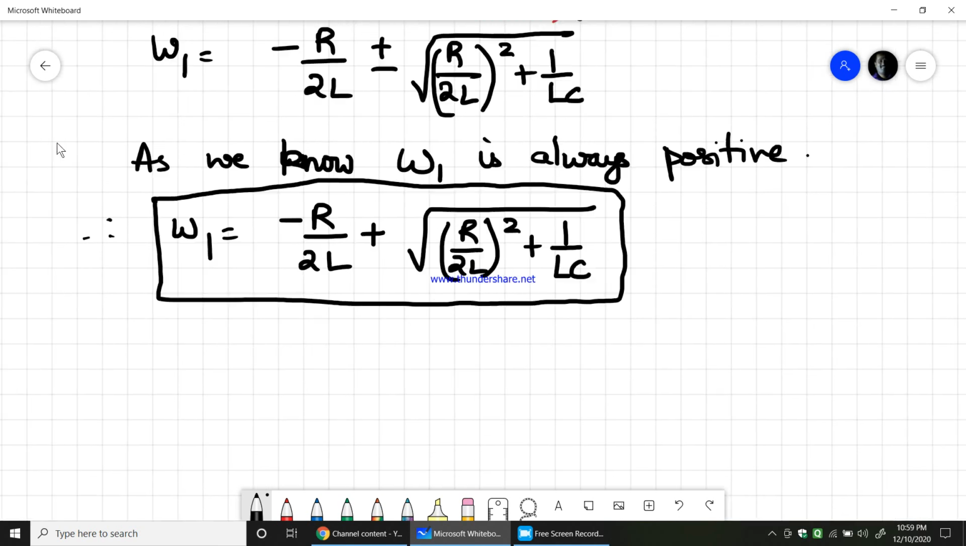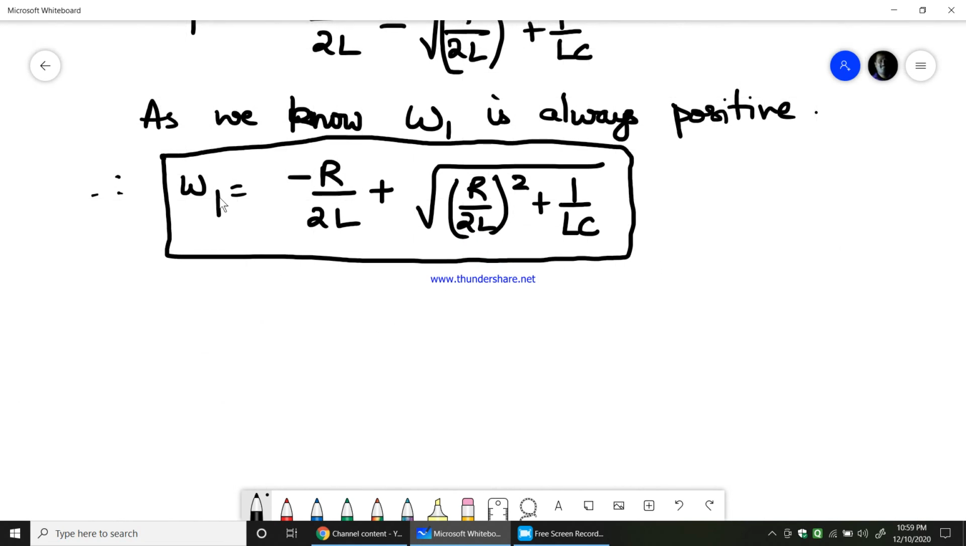Now if I want F1, I just put this omega 1 as 2 pi F1. Now F1 would be equal to, this 2 pi will divide with this, therefore F1 would be equal to 1 over 2 pi multiplied by this whole thing. This is the cutoff frequency F1.